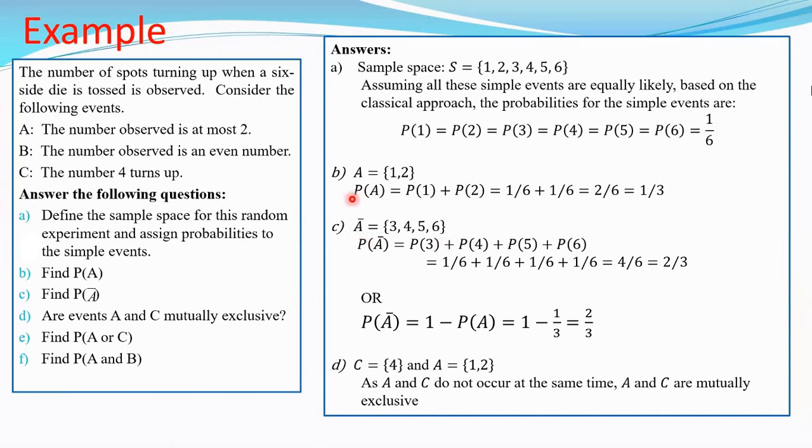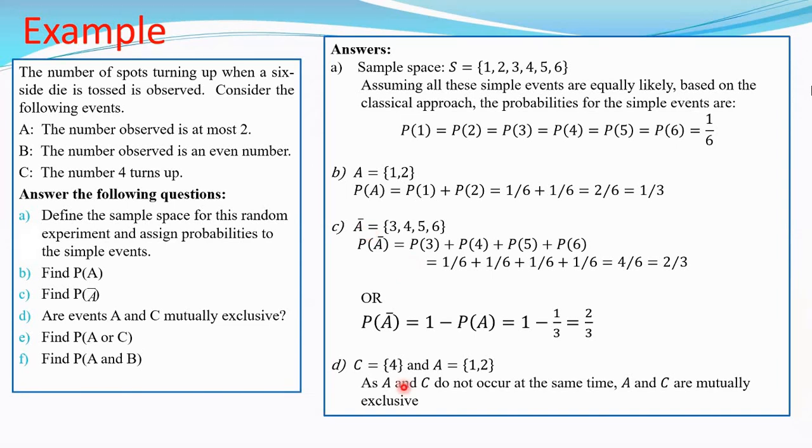So now we have found the simple events used to make A complement. The meaning of A complement is that A does not occur, so the elements not belonging to A are 3, 4, 5, 6. These are also simple events which are mutually exclusive. So probability of A complement is equal to 4 over 6, that is 2 over 3. So probability of A complement is 1 minus probability of A, that is 2 over 3.